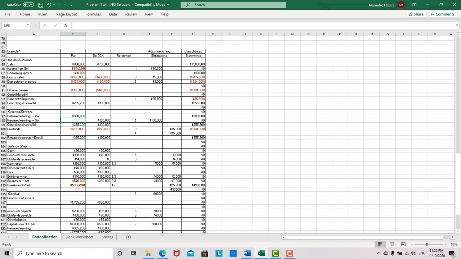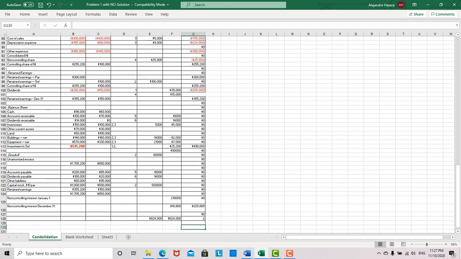So if you look at the parent's, 3 plus 255,200 minus 200,000 gives you 355,200, and the same numbers are on the statement of retained earnings. Now, those are ending retained earnings for the consolidation. We're going to bring them down to the consolidation worksheet. That's 355,200. And we're going to finish the easiest statement, which is the balance sheet.